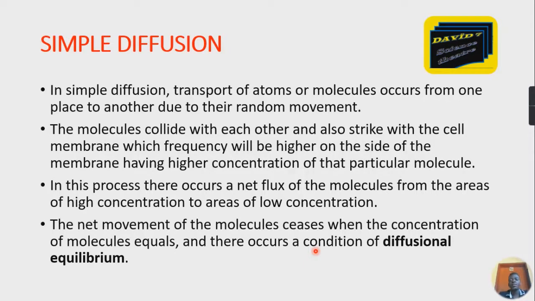The net movement of the molecules ceases when the concentration of molecules equalizes. At this point we call it a diffusion equilibrium, when we have the same concentration of those molecules outside or inside the cell, or at either side of the membrane.